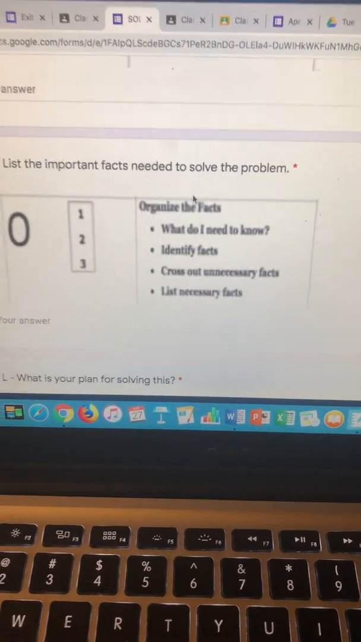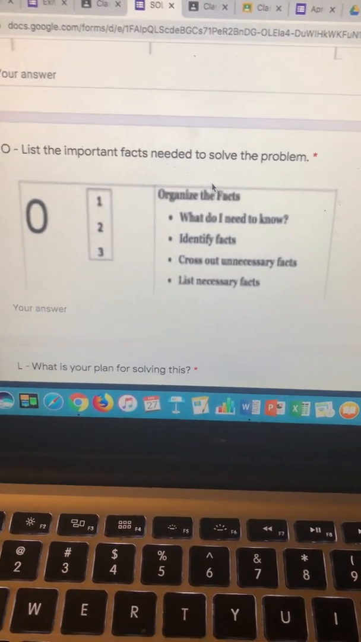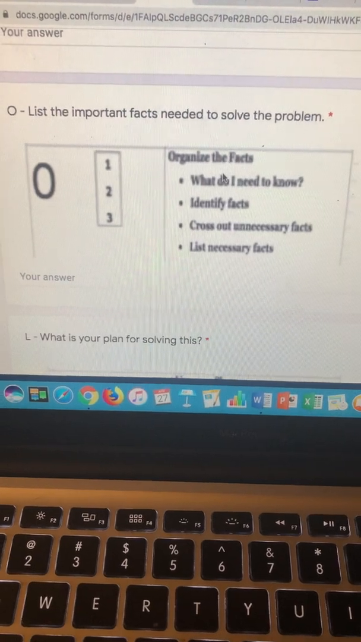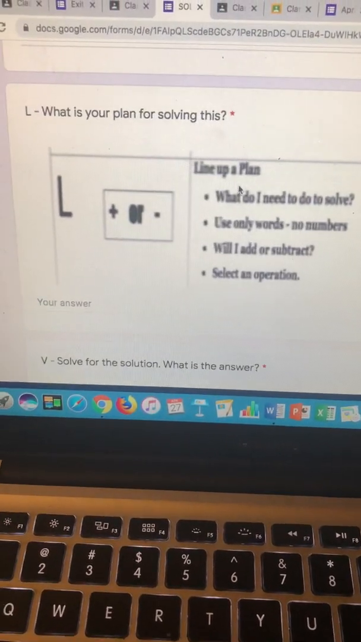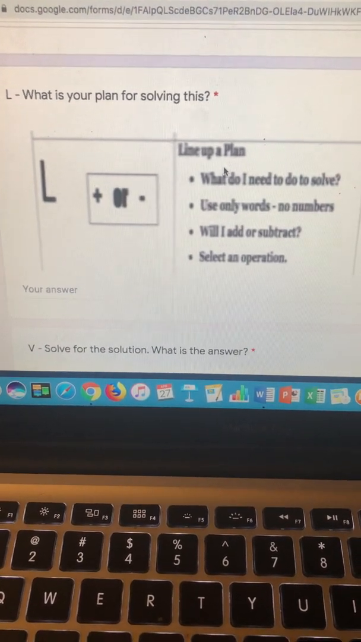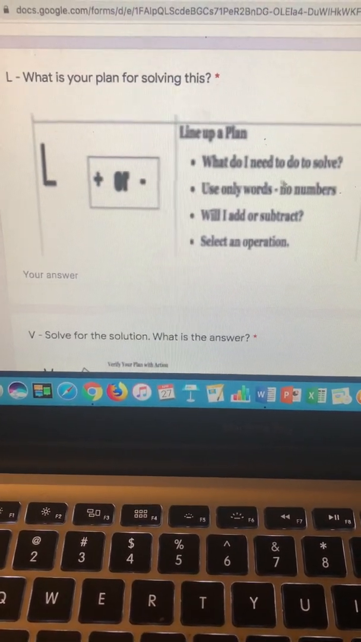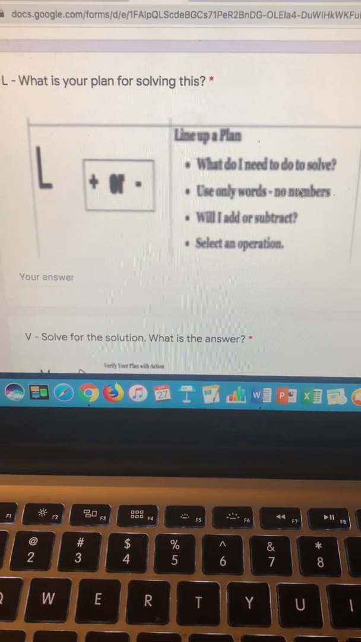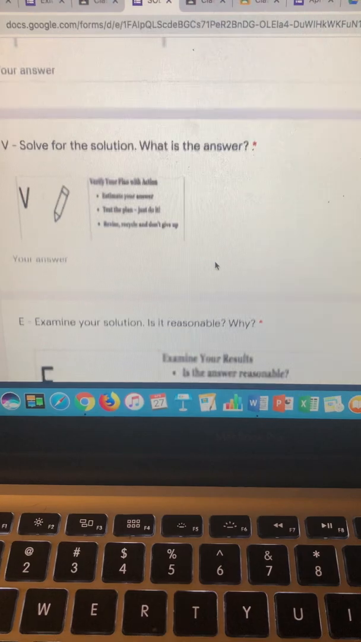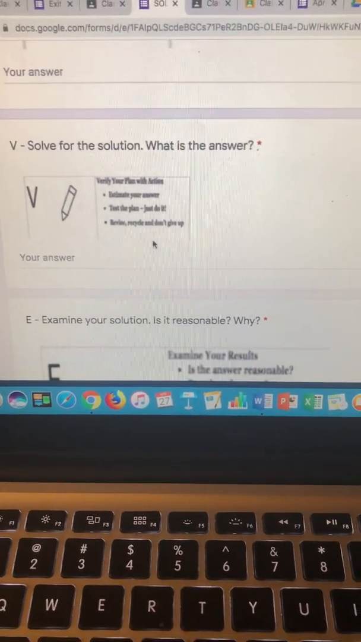Okay. O, you organize your facts. This is usually just a bulleted list of the important things that you should know from the problem. L is lining up your plan, explaining what you're going to do to solve the problem. Okay, remember we don't usually use numbers in this example. We just use our words. We especially mention the operations involved. V would be where you verify your answer.